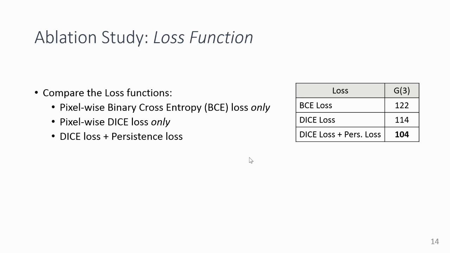We also use the same metric to conduct an ablation study on the loss function. We compare the pixel-wise loss using binary cross entropy loss, and pixel-wise loss using dice loss, and the dice loss plus the persistence loss. We see that the dice loss with the persistence loss achieves the lowest error.